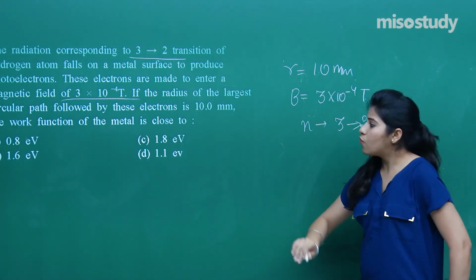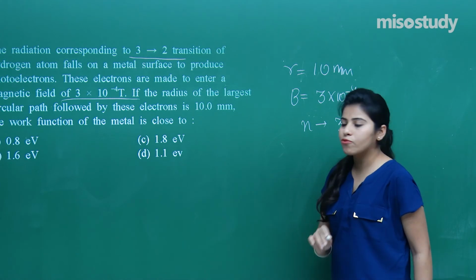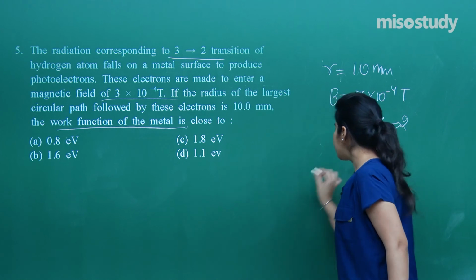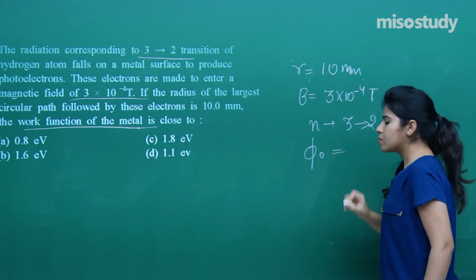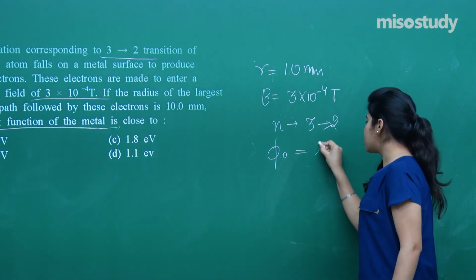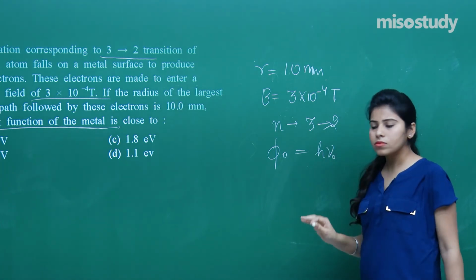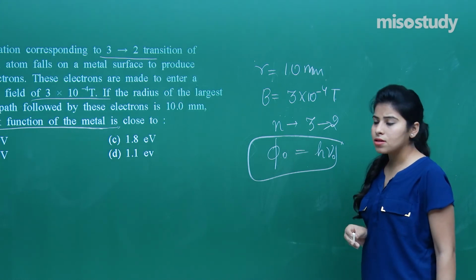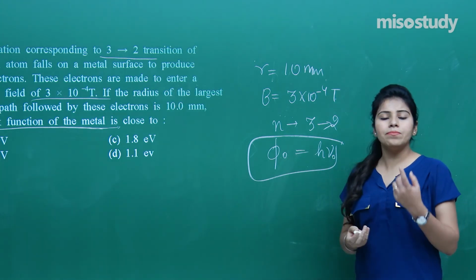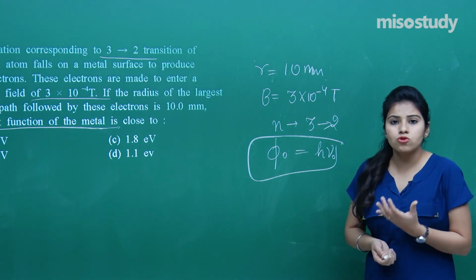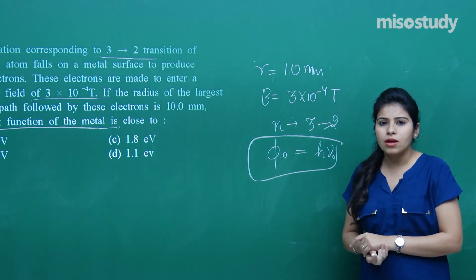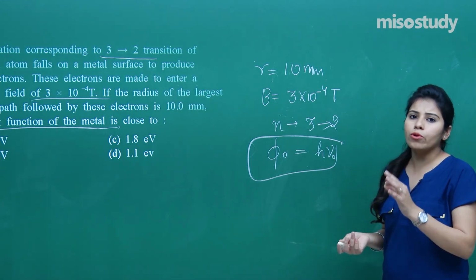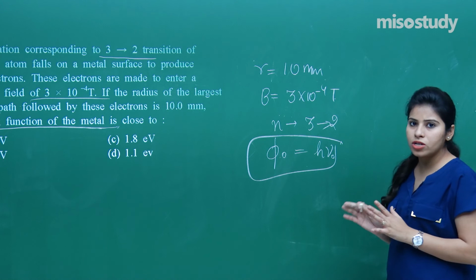Right. Now first of all, we will see what we have to find. We have to find the work function of the metal. That means we have to find phi naught, or phi naught can be written as h into nu naught. Now how can we find this? There is one method or another to proceed with the question, and my method is based on one particular thing, the photoelectric equation. I am going to proceed with that.